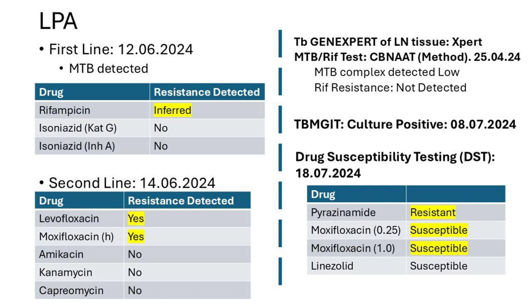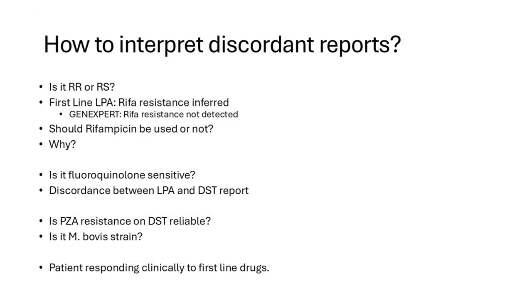Here, what we found was resistance to pyrazinamide, but moxifloxacin, low as well as high, was susceptible, and linezolid was also susceptible. Okay, so there is a discrepancy in the fluoroquinolones as well. In LPA, it is showing resistance detected, whereas in the phenotypic DST, it is showing susceptible. Okay, so how to interpret this?